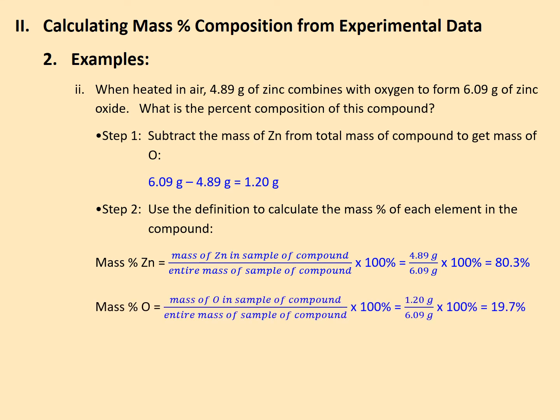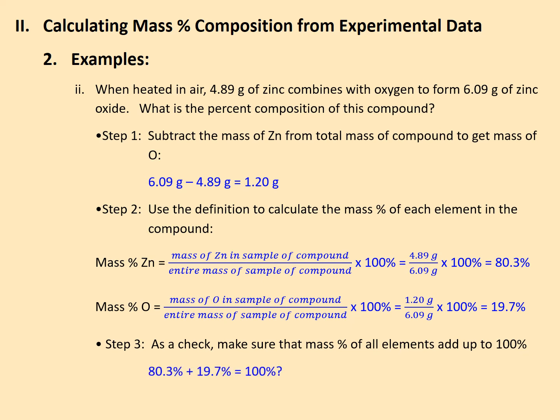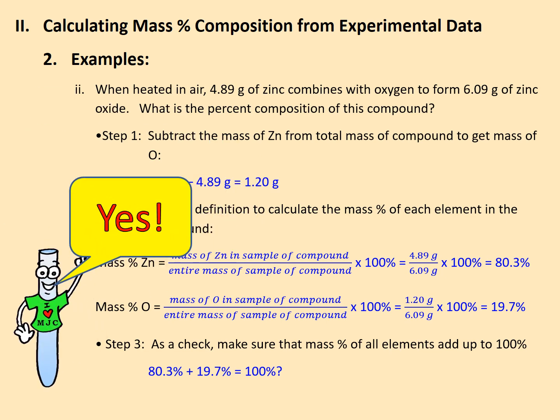We'll do the same for oxygen, the other element in the compound. Taking its mass, which we figured out in step 1, the 1.20 grams, dividing by the total mass of the compound, once again multiplying by 100% to get 19.7% oxygen by mass in this compound. And finally, we can perform our check, to make sure that all the percents add up to 100%. 80.3 plus 19.7, does it equal 100? Yes, says Timmy the test tube. So we can be fairly confident that we did our calculations correctly here.